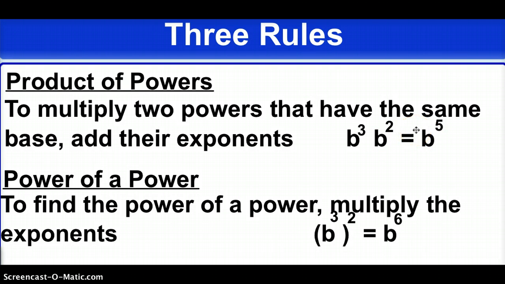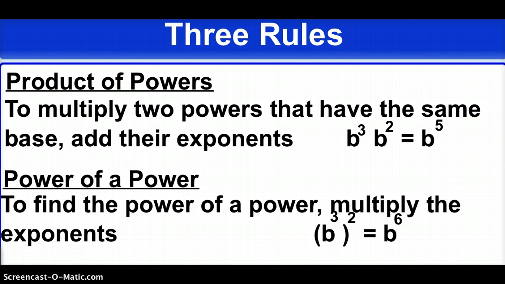It's not b to the sixth. Notice that for sure, in this case we're not multiplying the exponents, we're adding them together because we have the same base, and if we add the exponents together we'll be in the right place. So this would be b to the fifth power.